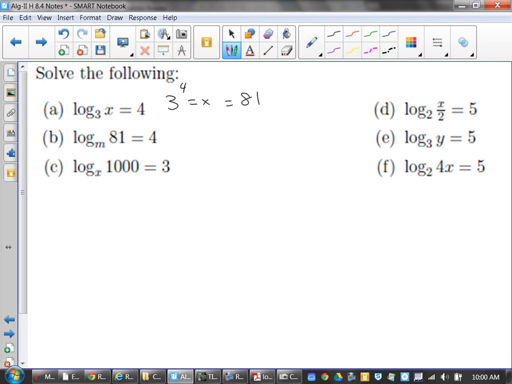All right. Next one is m to the 4th power is 81. What's m? 3. Then x cubed is 1,000. 10. Okay, we okay on that?